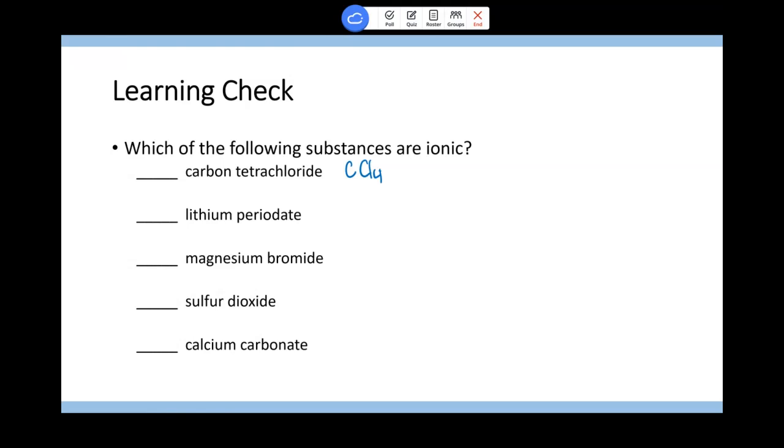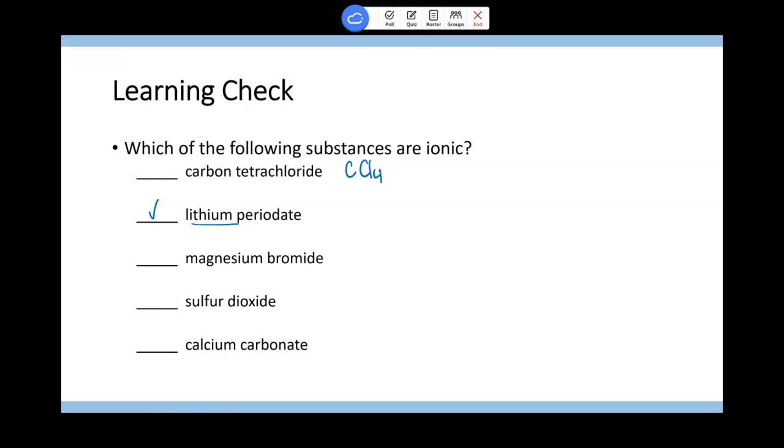In the next one, we have lithium, which is a metal. So we already have a metal. We know right away this is an ionic compound. Periodate is a polyatomic ion, so this is in your list of polyatomic ions. Either way, we have a metal. We got an ionic compound.